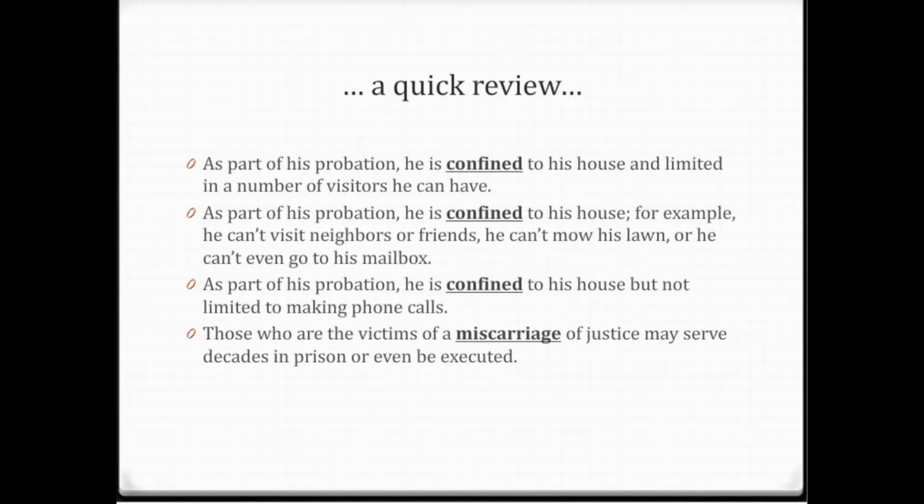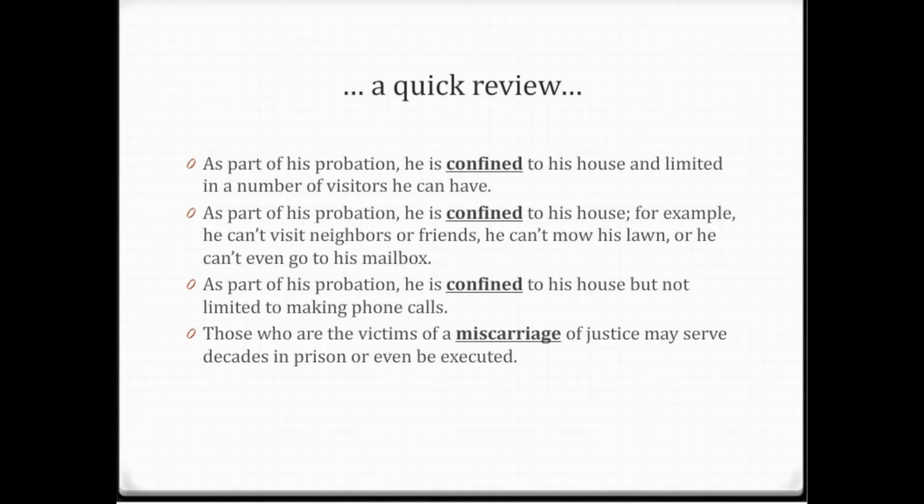Let's read the first sentence. As part of his probation, he is confined to his house and limited in the number of visitors he can have. I'm sure you remember the meaning of the word confined from the previous slides. However, I want you to pay attention to the context clue and figure out what type of context clue is used in this sentence. Once again, he is confined to his house and limited in a number of visitors he can have. If you said synonym, you're right. We have a synonym context clue. Confined and limited.